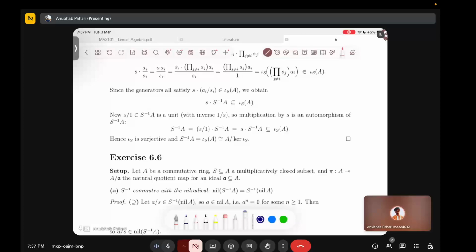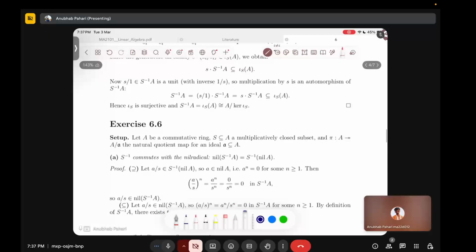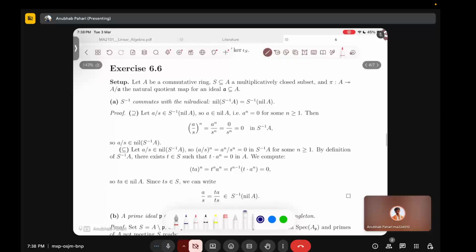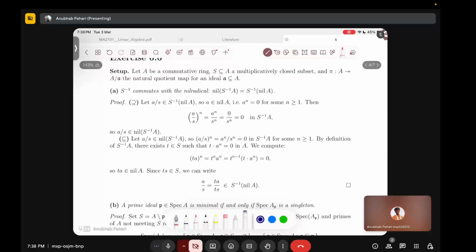Okay, so let us start solving the exercise 6.6, and we'll show that S^{-1} commutes with the nilradical: Nil(S^{-1}A) equals S^{-1}(Nil A). Now for one part, let a/s belong to S^{-1}(Nil A), and so a belongs to Nil A, that is a^n equals 0 for some n greater than or equal to 1. Then (a/s)^n is a^n/s^n, that is 0/s^n equals 0 in S^{-1}A. So a/s belongs to Nil(S^{-1}A).